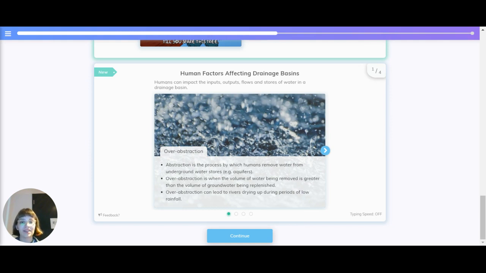Now let's take a look at human factors affecting drainage basins. Humans can impact the inputs, output flows, and stores of water in a drainage basin. Over-abstraction. Abstraction is the process by which humans remove water from underground water stores, like aquifers. Over-abstraction is when the volume of water being removed is greater than the volume of groundwater being replenished. Over-abstraction can lead to rivers drying up during periods of low rainfall.